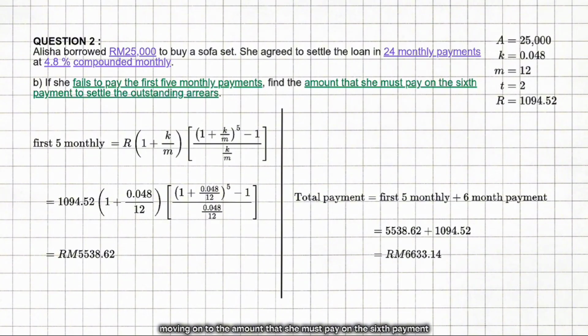Moving on to the amount that she must pay on the 6th payment to settle the outstanding arrears. To find this, we need to use the formula total payment equals first 5 monthly payments plus 6th month payment. Now, simply combine 5,538 ringgit 62 cents with 1,094 ringgit 52 cents, and we'll get the amount that she must pay on the sixth payment to settle the outstanding arrears, which is 6,633 ringgit 14 cents.